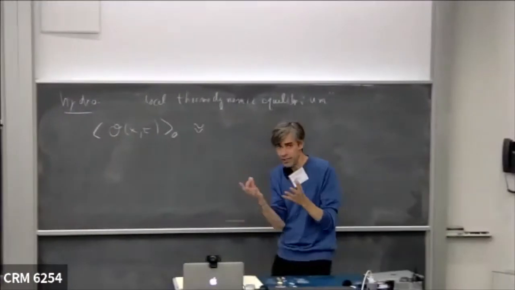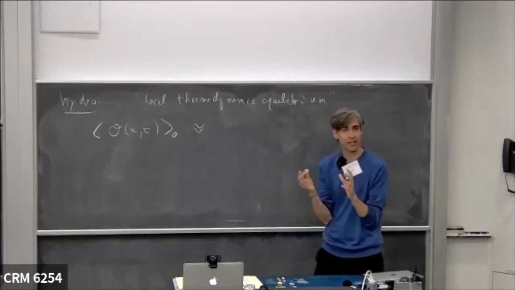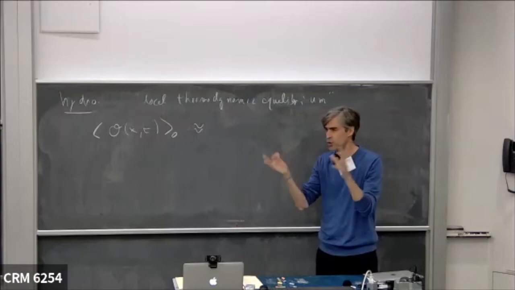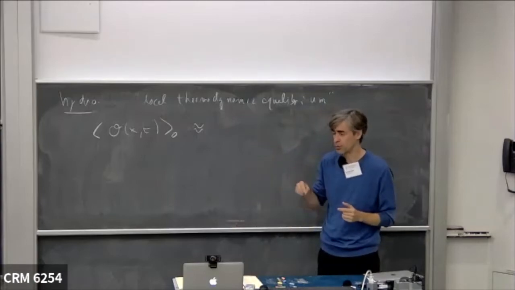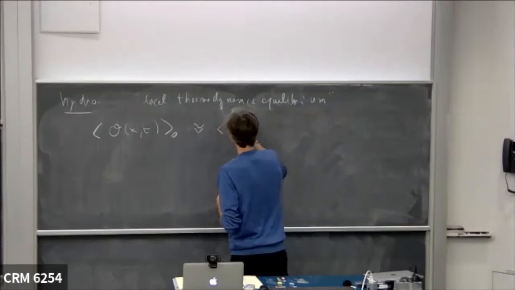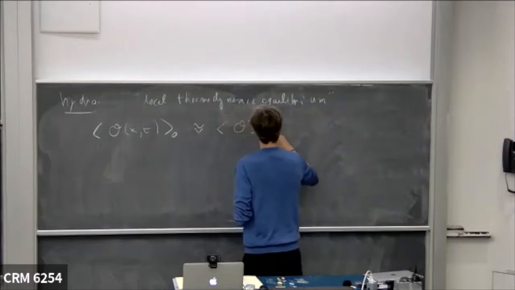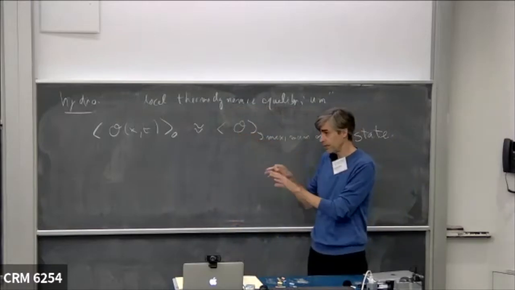And so locally, the state that you see should look like a stationary homogeneous state, something that has maximized entropy, like the things that we were looking at the beginning, right? So this is locally a maximum entropy state. Maximum entropy state at x.